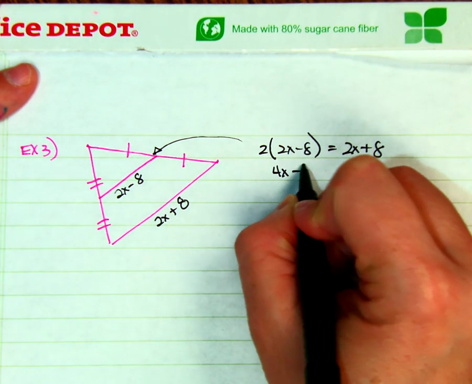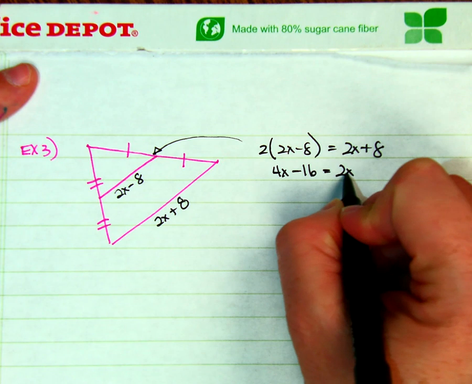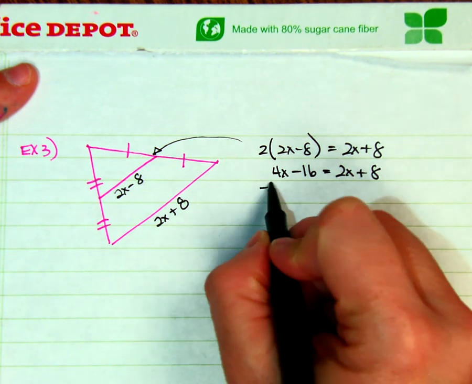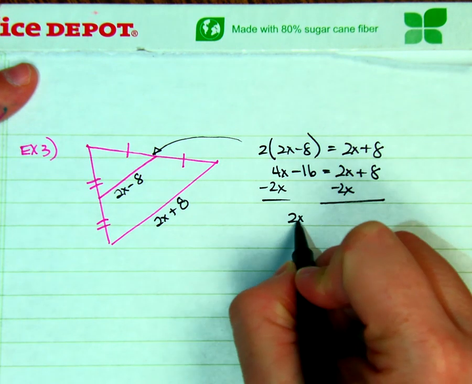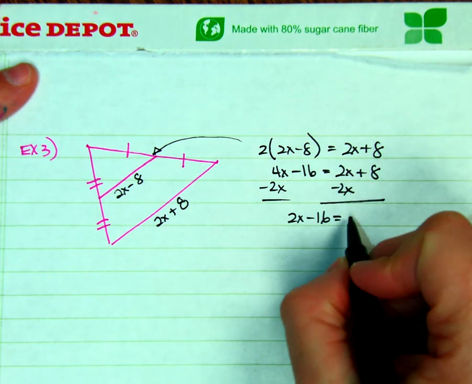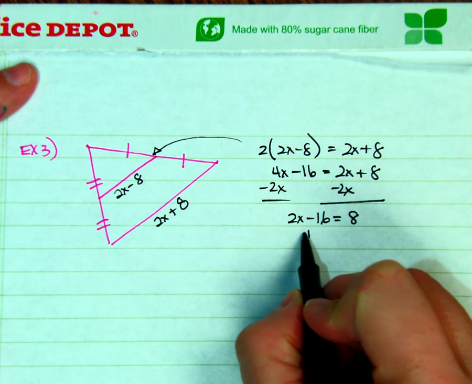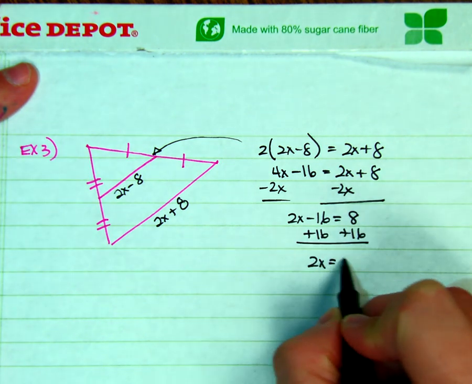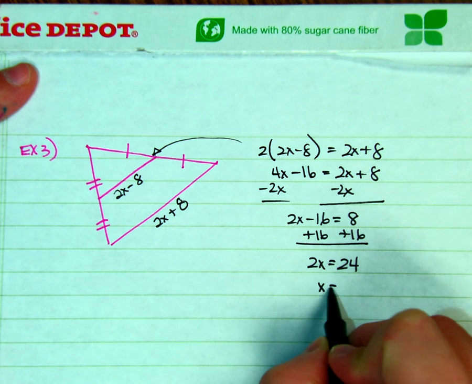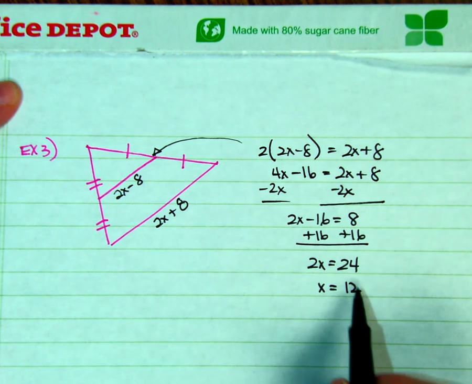So 4x minus 16 equals 2x plus 8. I'm going to subtract 2x on both sides. 2x minus 16 equals 8. Add 16 on both sides. 2x equals 24. Divide both sides by 2, and I get x to equal 12.